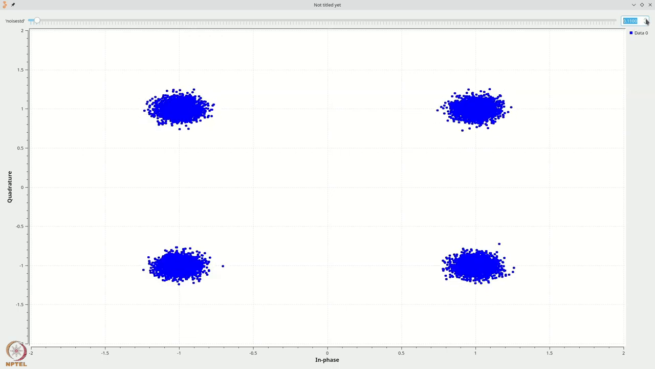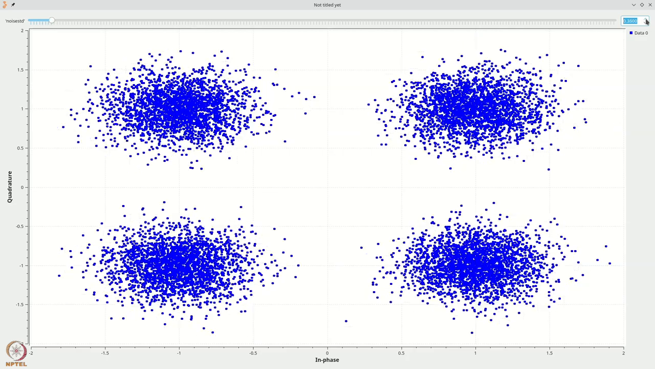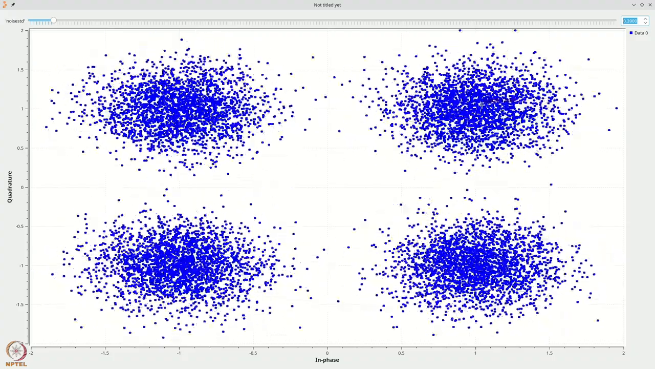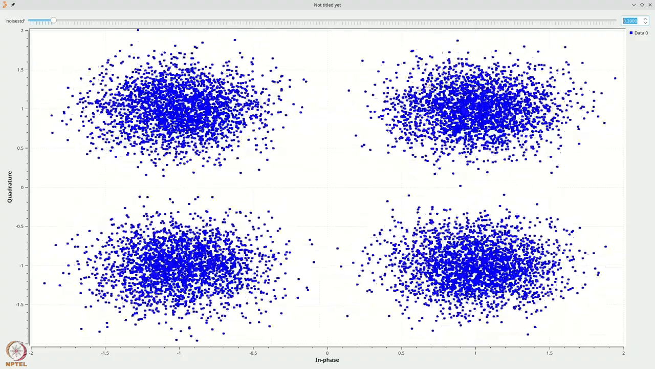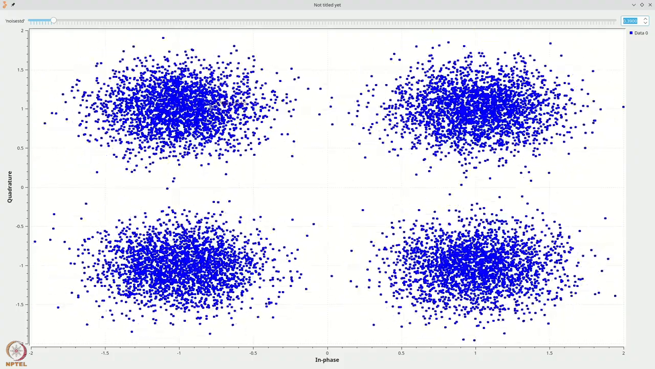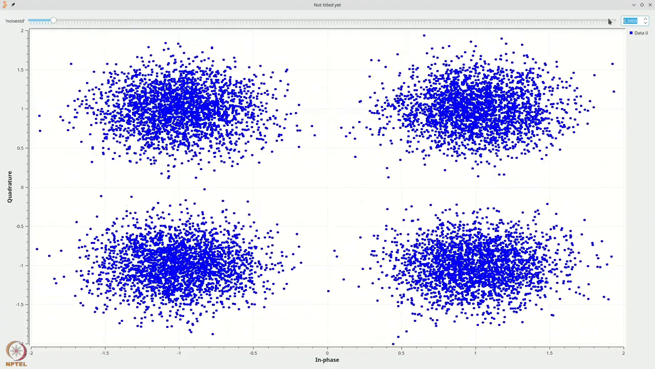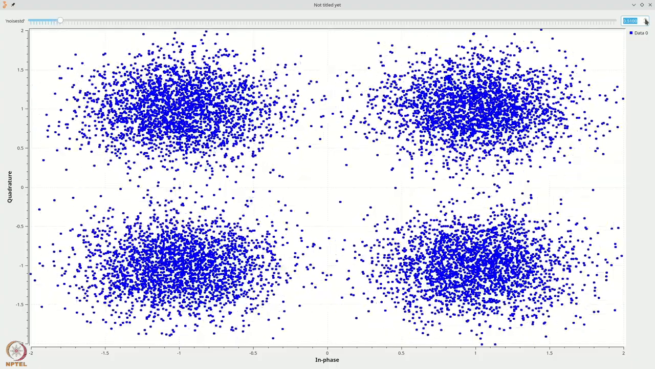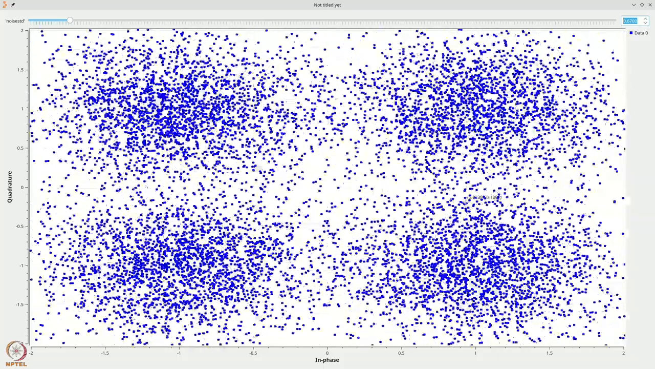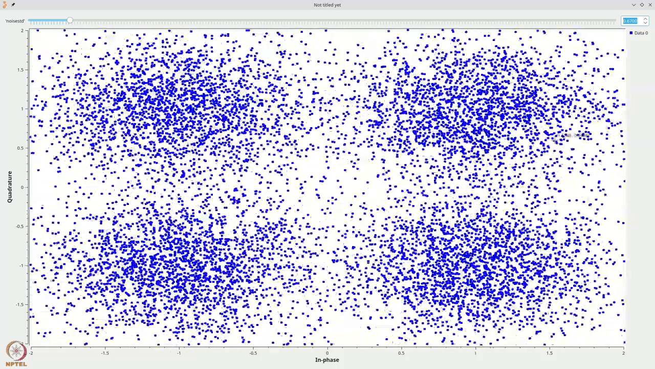But if you start increasing the noise, then something strange starts to happen. If you start increasing the noise, then the probability that your 1 plus 1j gets affected by the additive noise and then is incorrectly detected as, say, minus 1 plus 1j or 1 minus 1j or even minus 1 minus 1j starts becoming higher and higher. And in fact, if you make the noise very, very large, then things become crazy and you may end up making a large number of errors when you perform the detection.